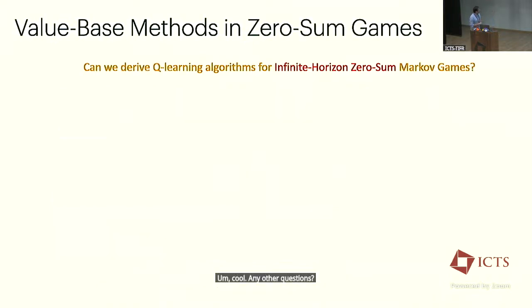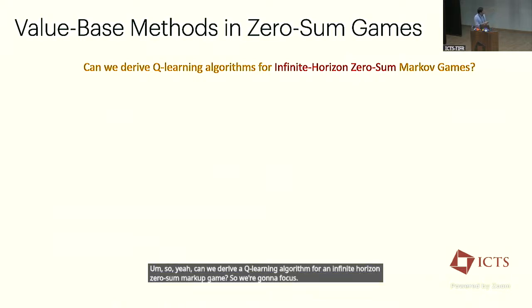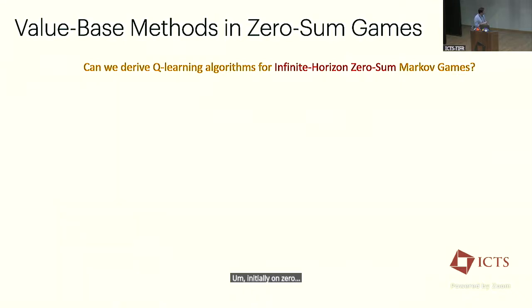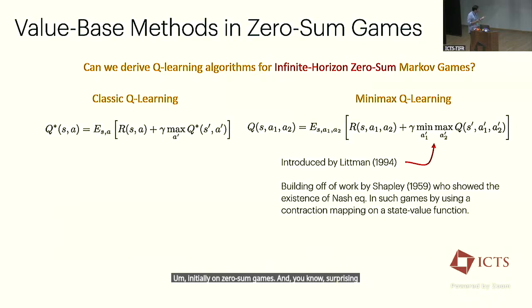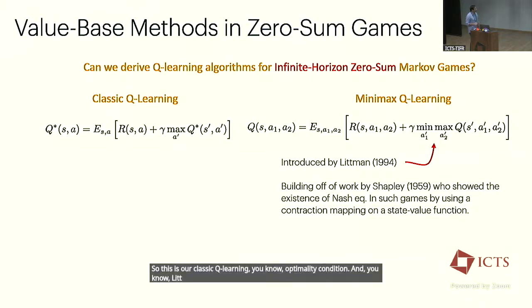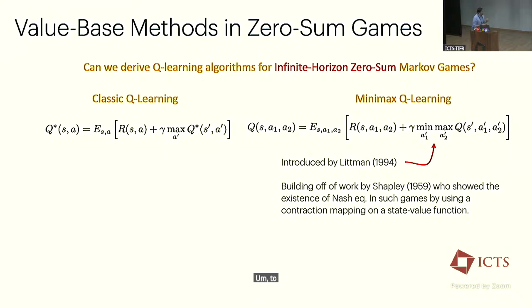So yeah, can we derive a Q-learning algorithm for an infinite horizon zero-sum Markov game? We're going to focus initially on zero-sum games. And surprisingly, the answer is yes. So this is our classic Q-learning optimality condition. And Littman in 1994 built off of the classic result of Shapley. Shapley actually looked at the state value function, as you suggested, to show existence of a Nash equilibrium, but he didn't come up with an algorithm.